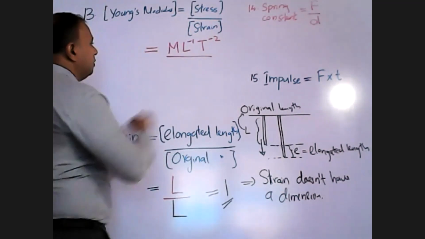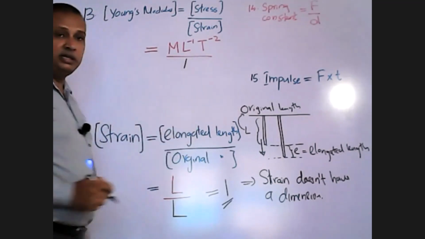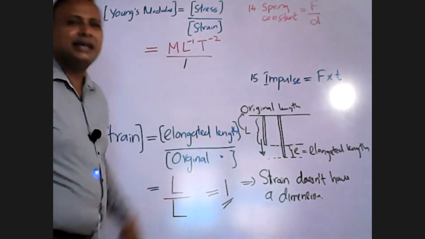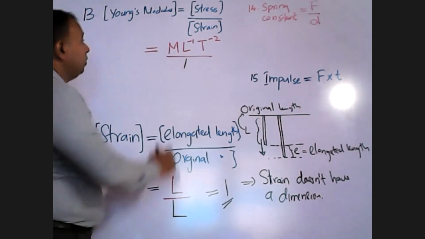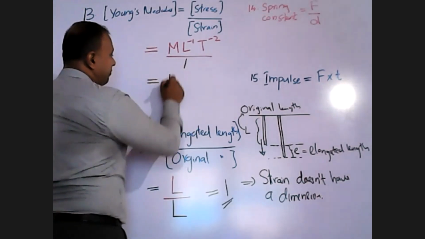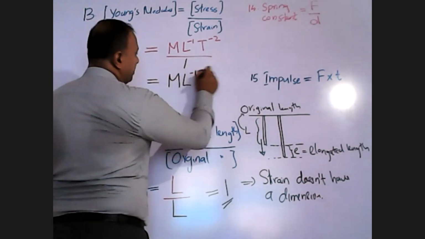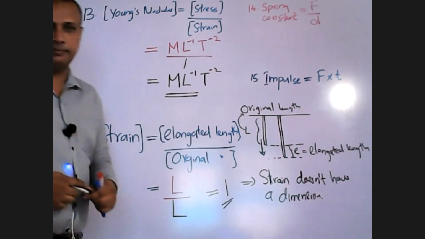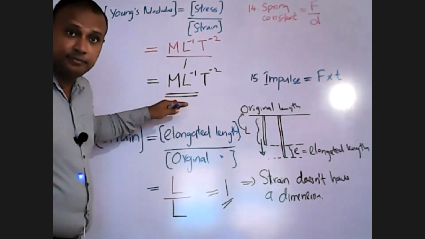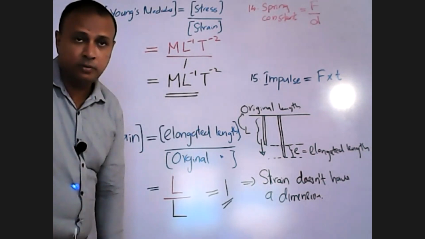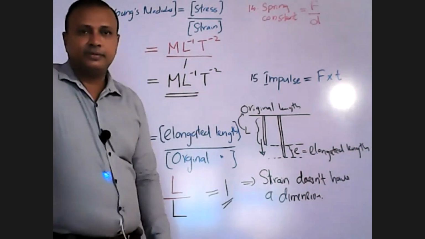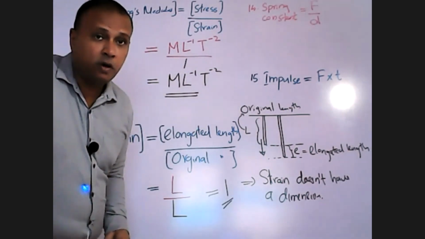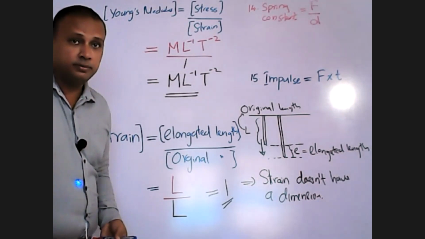So its dimension is equal to 1. ML^-1 T^-2 over 1 is equal to ML^-1 T^-2. Do you understand this one? Everyone? If you understood, please let me know. Please give me a thumb, or if you have any questions, please let me know.